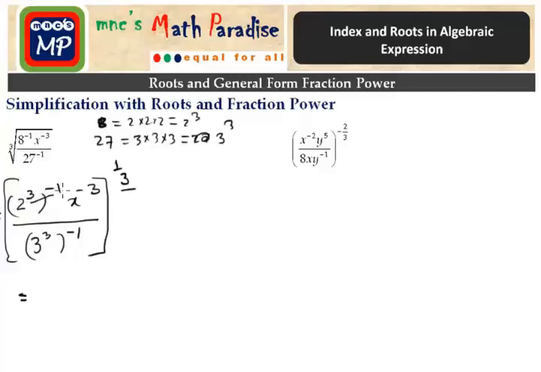So 3 times 1 minus 1 is minus 3. So minus 3 times 1 by 3, so we will get minus 1. So these two bases, all three power multiplication will give 2 to the power minus 1. Then x to the power minus 3 times 1 by 3. We know minus 3 times 1 by 3 is minus 1. So we will get x to the power minus 1.